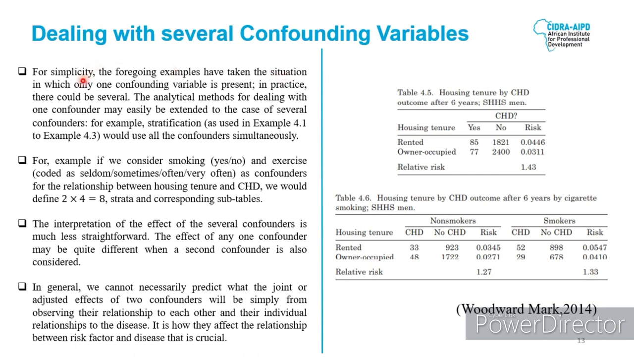So, till now, for simplicity, the foregoing examples have taken the situation in which only one confounding variable is present. In practice, there could be several. The analytical methods for dealing with one confounder may easily be extended to the case of several confounders. For example, stratification, which can be used for all the three examples that we have mentioned till now.